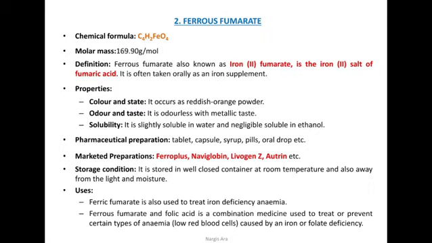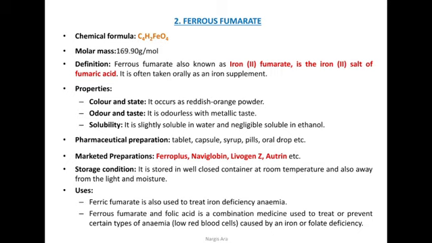Next, I am going to talk about ferrous fumarate. What is the chemical formula of ferrous fumarate? The chemical formula is C4H2FeO4 and the molar mass is 169.90 gram per mole. What is the definition of ferrous fumarate? Ferrous fumarate, also known as iron(II) fumarate, is the iron salt of fumaric acid.